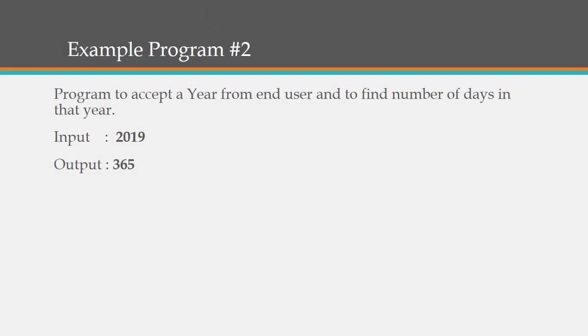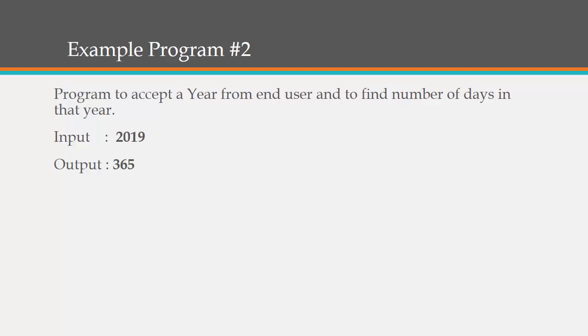So let's take the second example program of this class. Program to accept a year from an end user and to find the number of days in that year. So if the input is 2019, the output should be 365. So basically we are trying to find out whether the given year is a leap year or not, but not through a conventional method wherein we use mod and check the divisibility test and all those things.